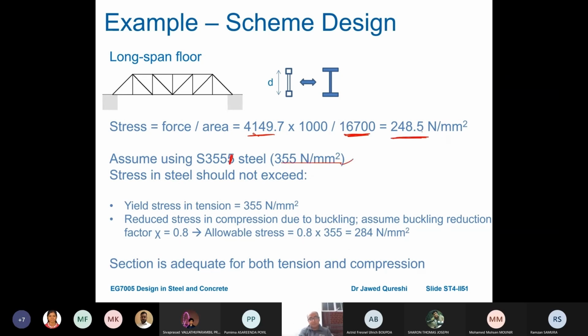This is certainly lower than this value. So stress should not exceed. Now yield stress in tension is this much. Now reduced stress in compression will be due to buckling. Assume reduction to be 0.8. This will have tension at the bottom and this will have compression at the top. So compression chords will have reduction. So that's why we're multiplying it with 0.8. So this is giving me 284. The section is still adequate in both tension and compression. So we checked its serviceability, we checked its strength. So the section is going to be fine.